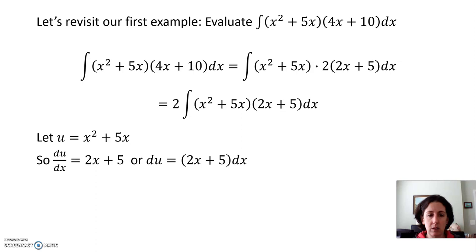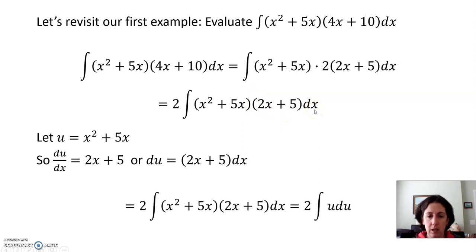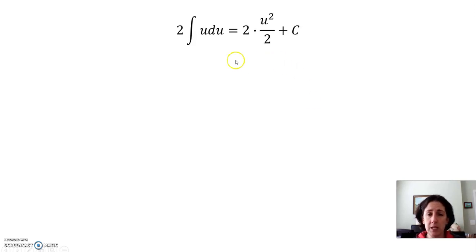Then du/dx, the derivative of u with respect to x, is 2x plus 5. Or if we solved for du, du would be 2x plus 5 dx. So we can replace this with u right here and replace this entire quantity here with du. And so we're going to end up integrating 2 times the integral of u du. So when we use that, this 2 is a coefficient, it carries through.